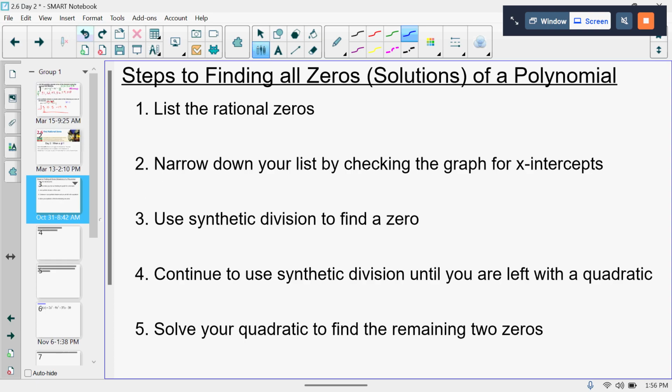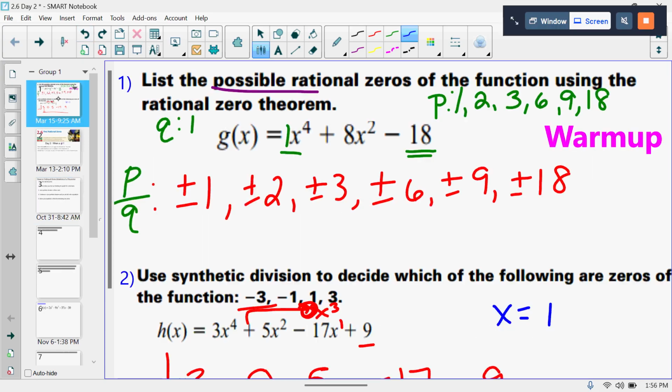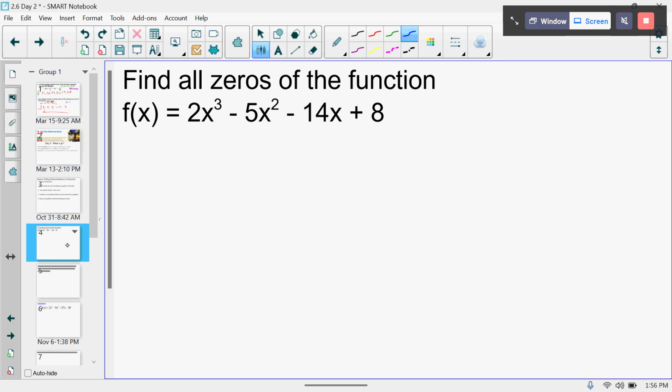The only thing that might be different today is sometimes the P over Q list will be longer because, look back to the warm-up. Most of the problems you did on your homework last night had 1 as the leading coefficient. You'll see on this first problem we're going to do, it's not a 1. So that might make it a little bit more work. You'll see as we go through it here, okay?